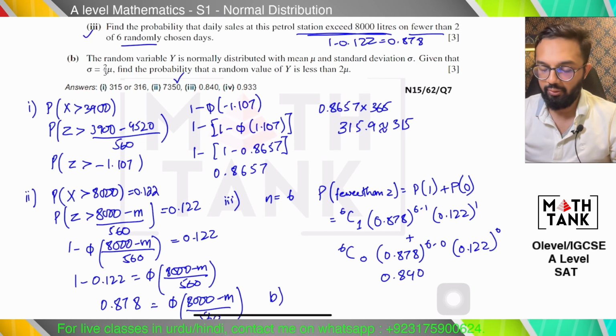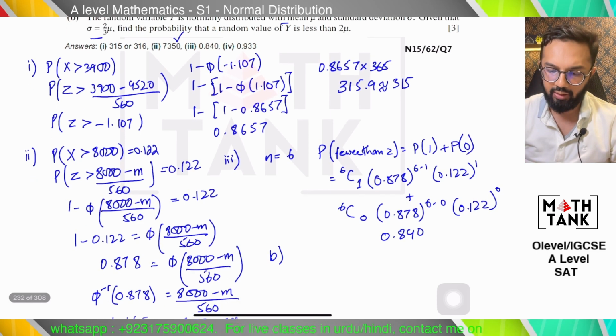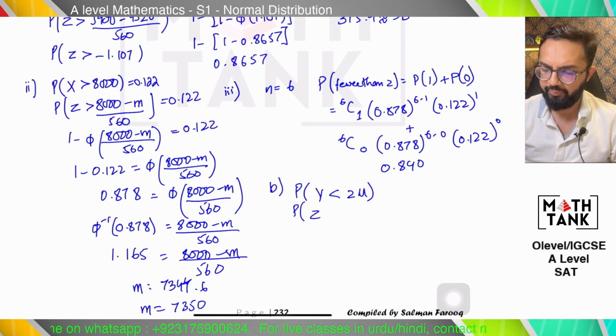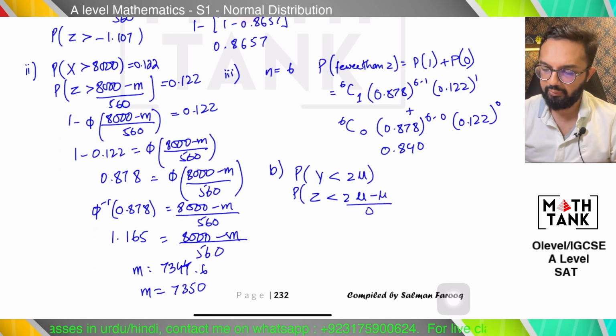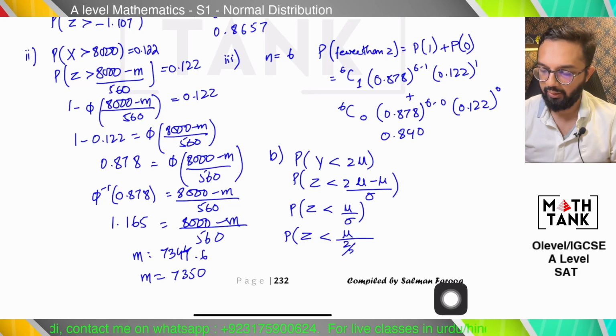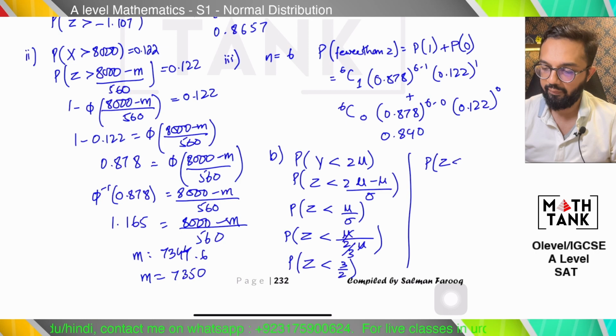Let's do part B. It says the random variable y is distributed normally with mean mu, given that the standard deviation is 2/3 of mu. Find the probability that y is less than 2 mu. I think this is a question like the last one. 2 mu minus mu over sigma. What is sigma? It's 2/3 of mu. So mu divided by 2/3 of mu. Mu and mu cancel out. The probability of z less than 3 over 2, so z less than 1.5.